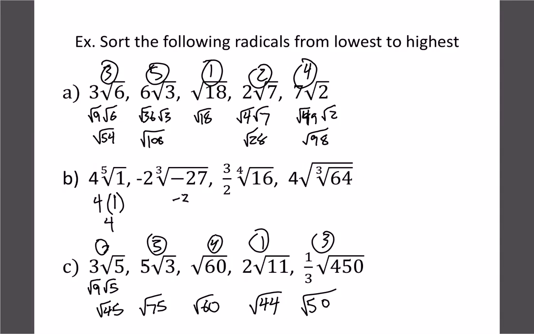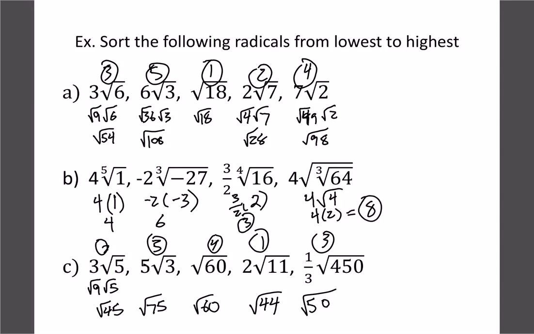And cube root of 27 would be negative 3. So negative 2 times negative 3 would give you 6. Fourth root of 16 ends up being 2. So 3 halves times 2 would be 3. And our last one is kind of a weird one. We've got cube root of 64, which is 4. So that would be 4 times square root of 4, which is 2. So 4 times 2 would give us 8.